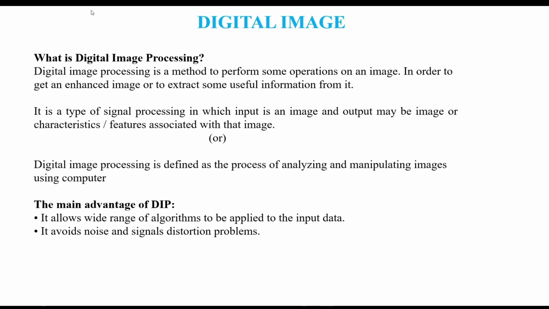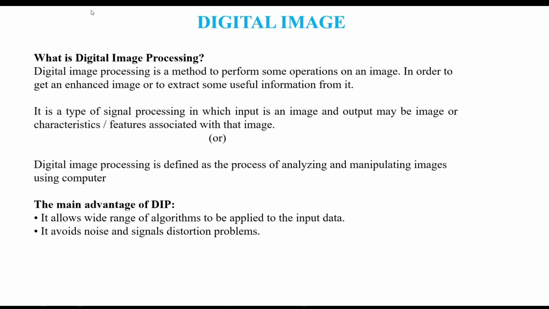It is a type of signal processing in which the input is an image and the output may be an image or characteristics or features associated with that image. It is a type of signal processing in which we give an input in the form of an image, and the output may be again that image or else the characteristics or features associated with that image.